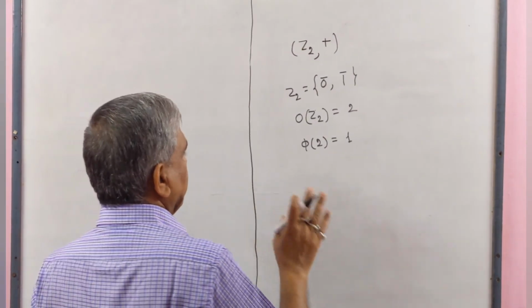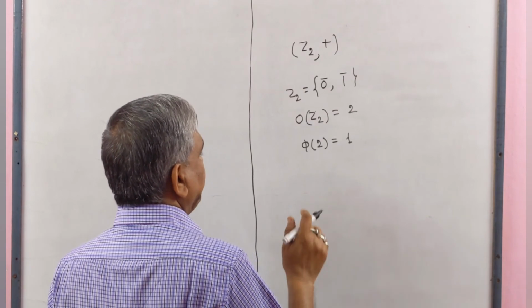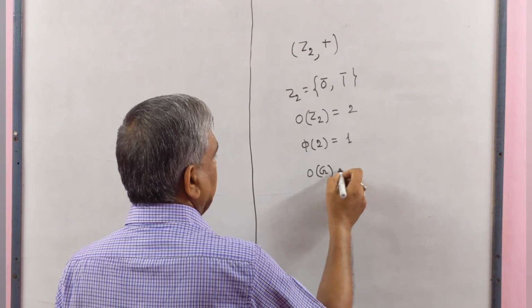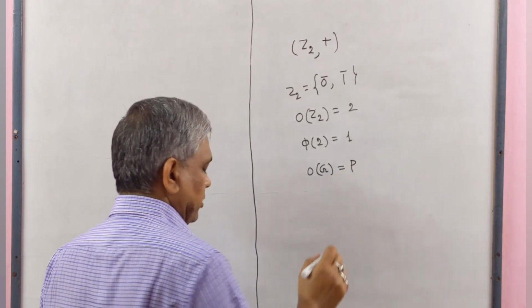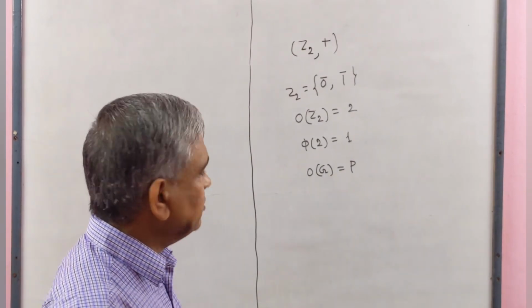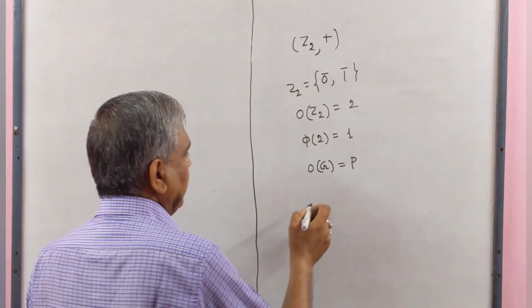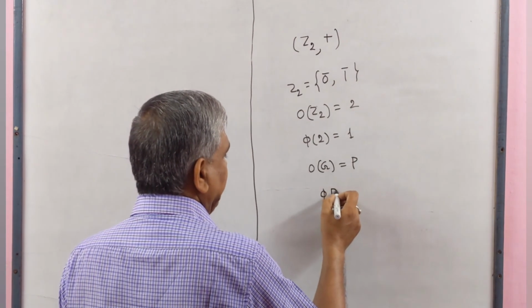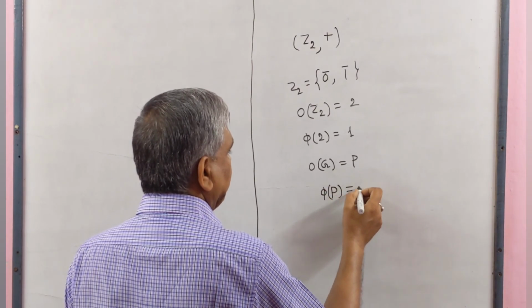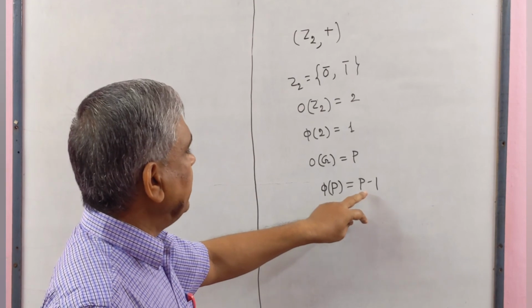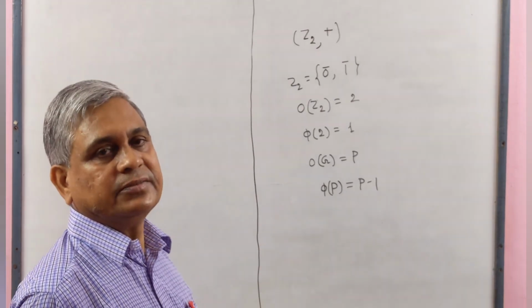If a group is of prime order p, order of G equal to p, that group is a cyclic group, then the number of generators will be phi of p, and phi of p equal to p minus 1. Therefore the number of generators is p minus 1.